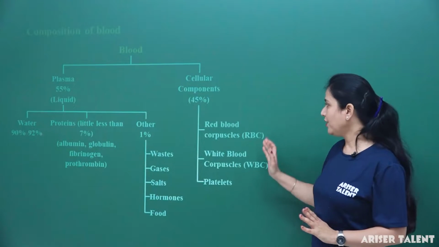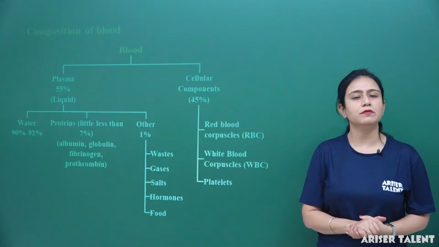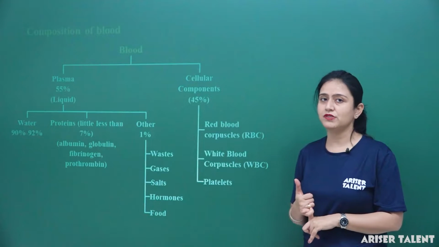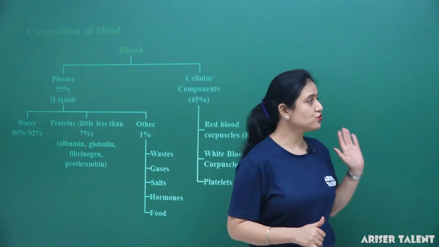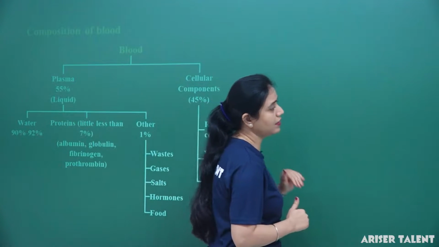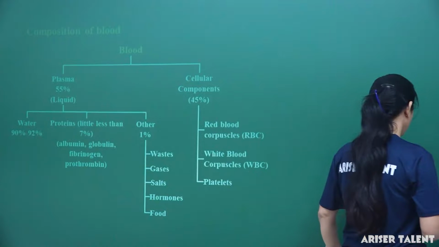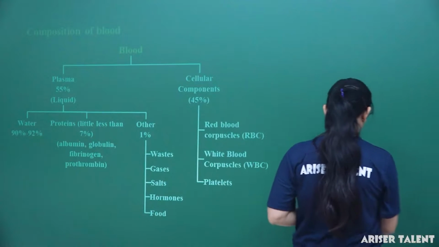Generally, there are three types of blood corpuscles present in the blood: RBCs, meaning red blood corpuscles, white blood corpuscles, and platelets. So let's talk about these blood corpuscles in detail.